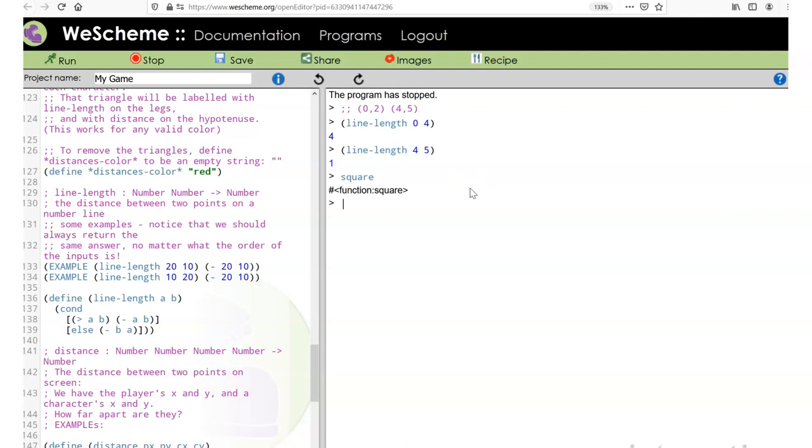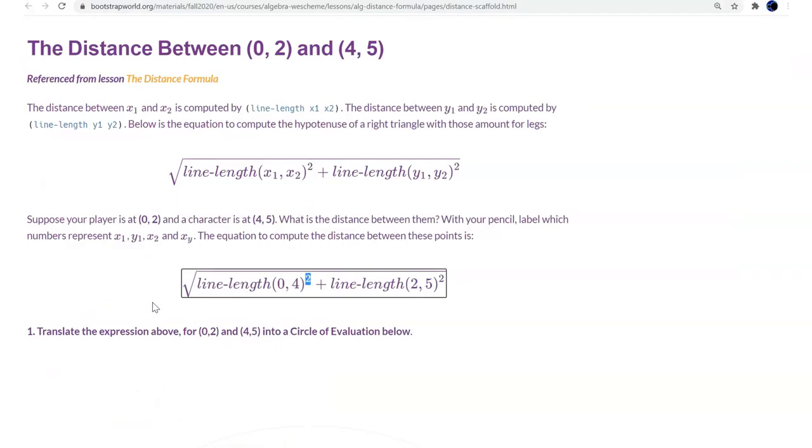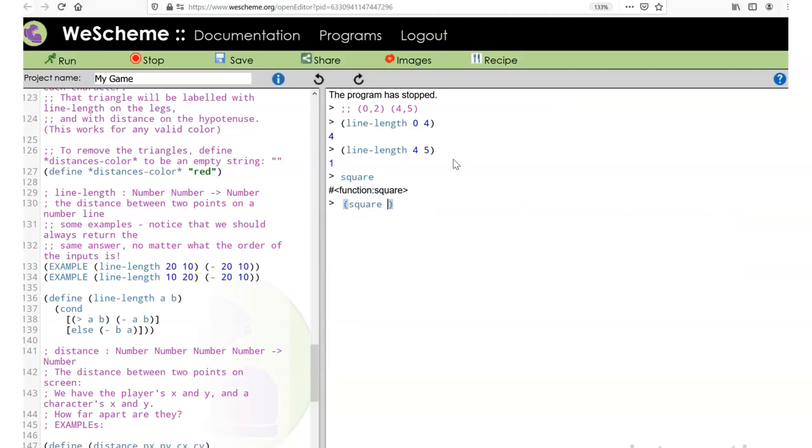We do. So we can say square. And there's really nothing else in that circle, right? I mean, that's all that circle does is take one of these functions, copy, paste. All right, let's see. If this was 4 that came out of line length, I know that 4 squared is 16.